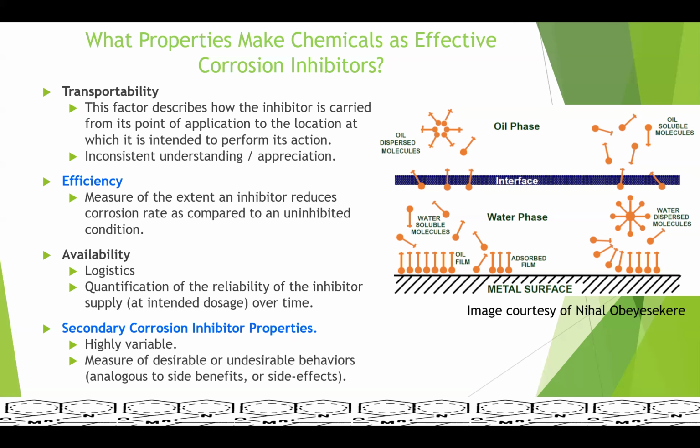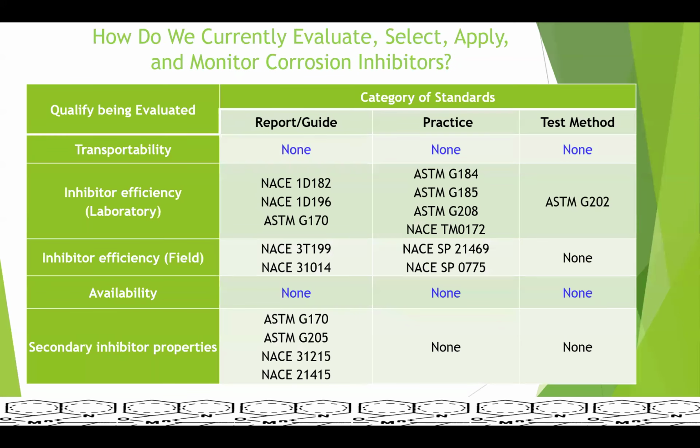So how do we evaluate these properties? For which we follow industry standards. There are 3 categories of standards: standard guide, standard practice, and standard test method. For transportability and availability, there are no standards to my knowledge. For efficiency, we have several standards, but only one is a standard test method, which is ASTM G202. And for secondary inhibitor properties, we don't have many standards that we can rely on.